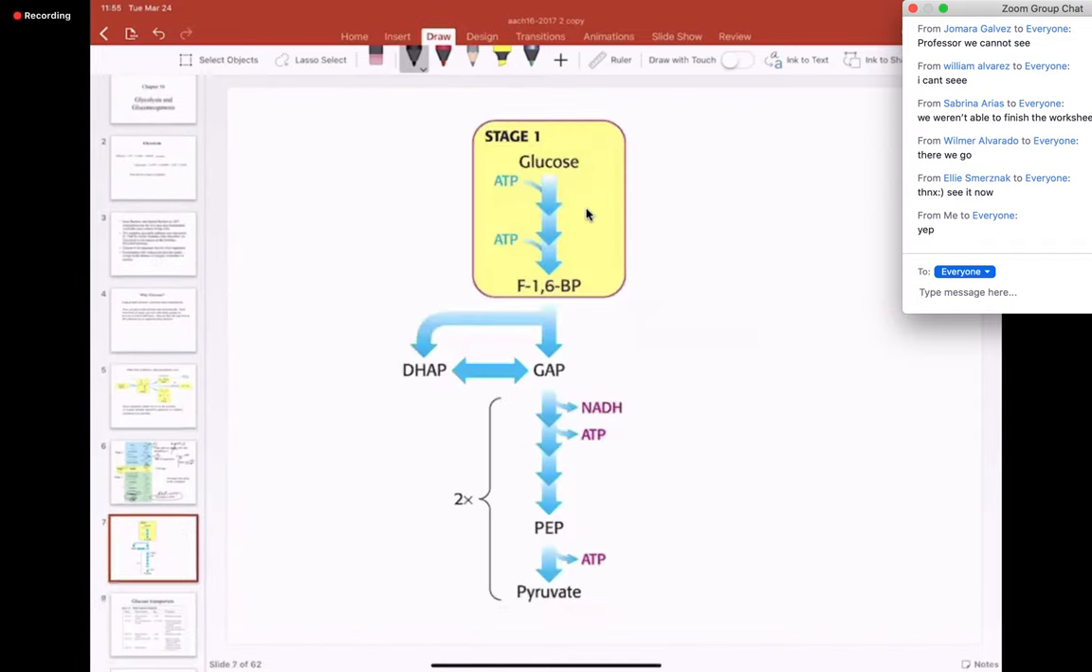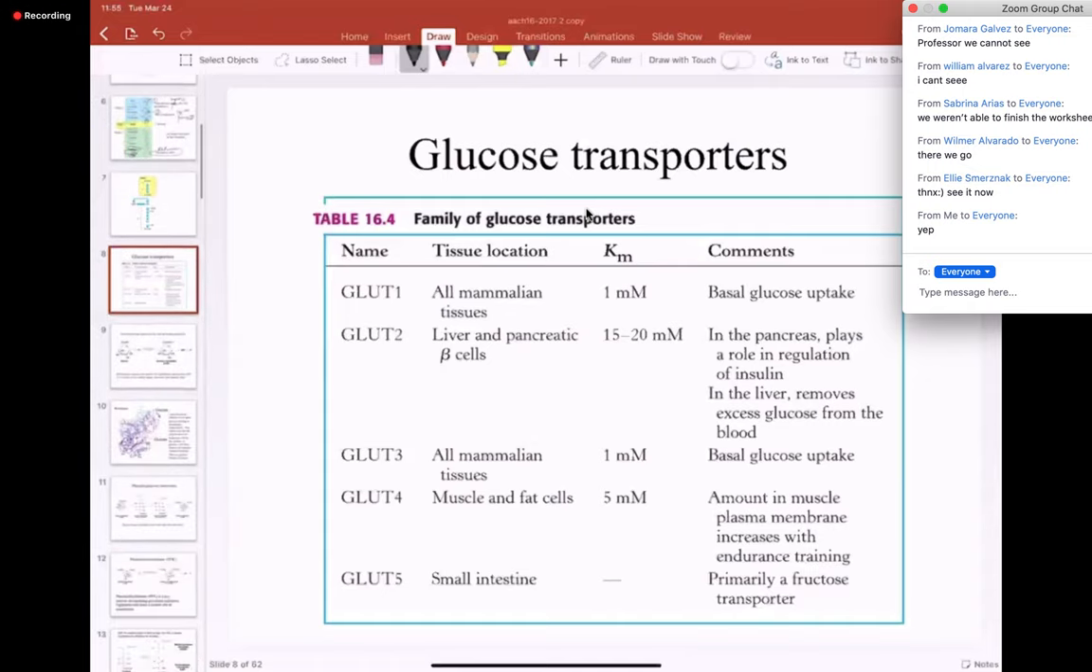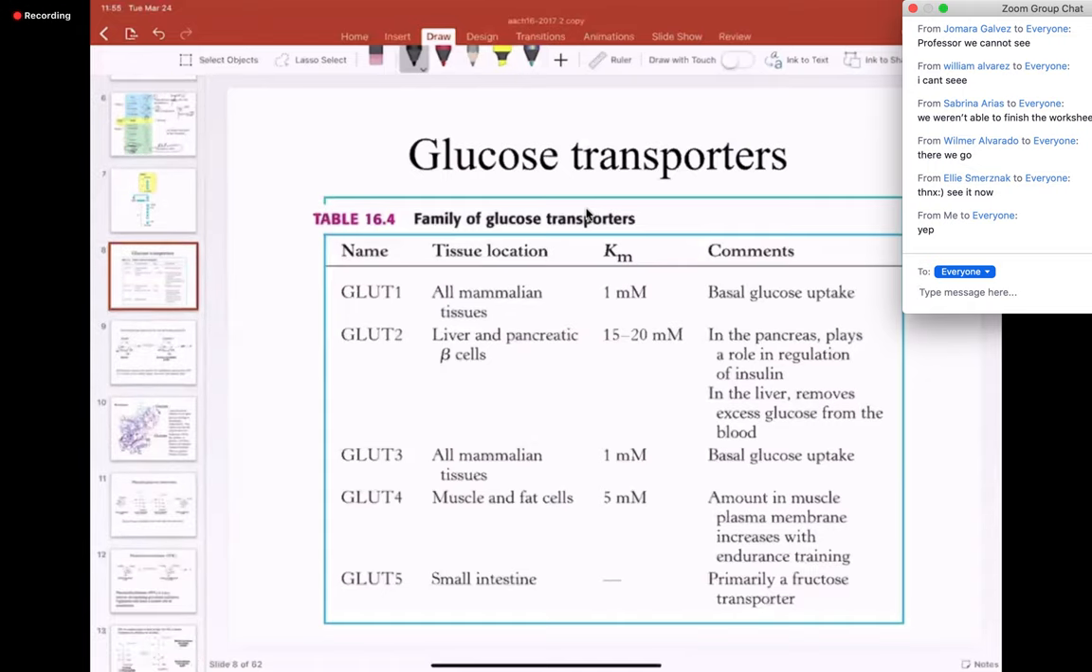The first issue that we haven't addressed yet is that glucose transporters are important. It's very important for glucose to get inside the cells. Shown here are five different glucose transporters. You'll notice that the KM values vary quite dramatically. The ones that are highest are for the liver and the pancreatic beta cells. That's because when you have very high glucose concentrations, that's where your glucose goes.